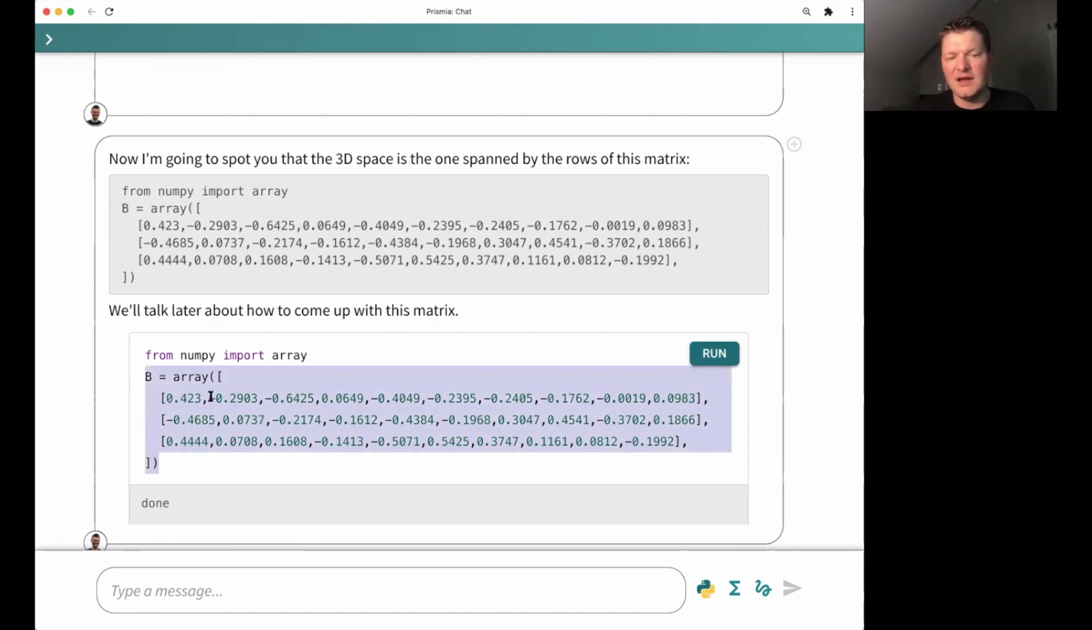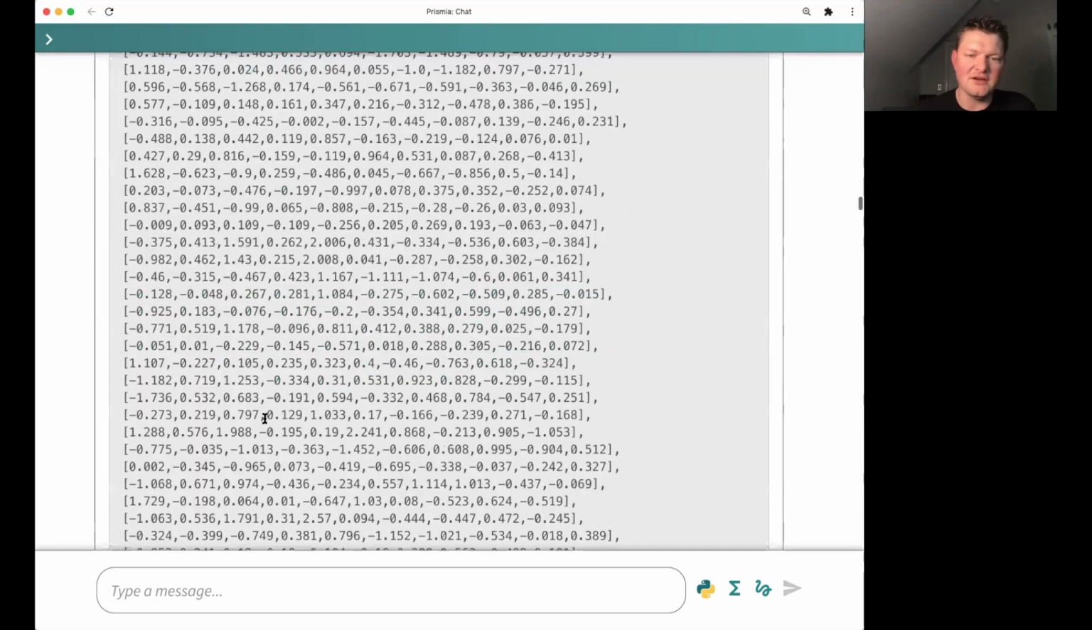So bottom line, these row vectors here, which are the magic to make everything work, came from the singular value decomposition of the original matrix.